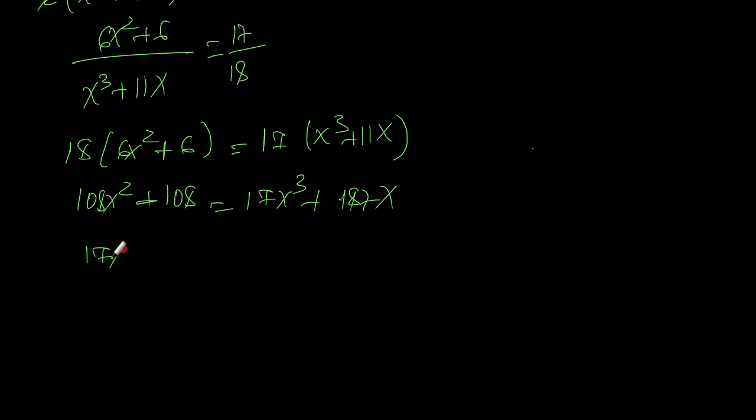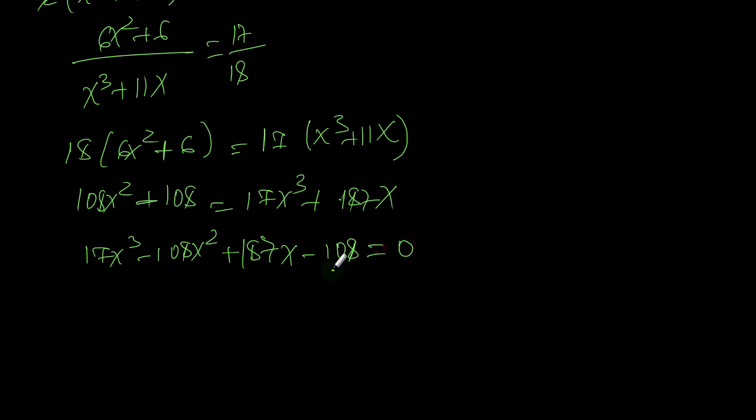We have 17x to the 3 minus 108x squared plus 187x, and then minus 108, and this equals 0.